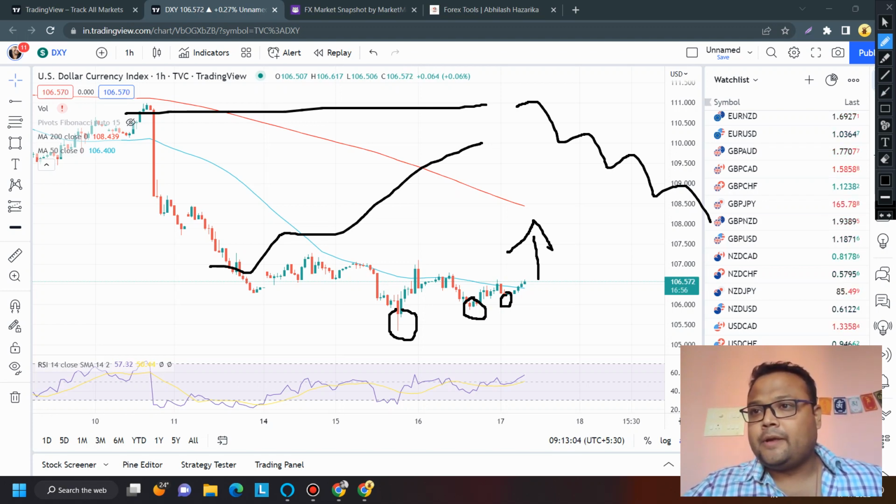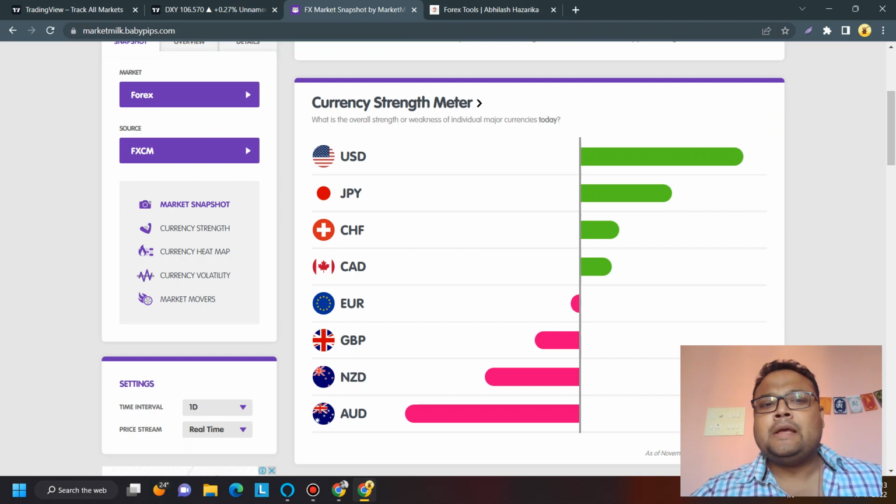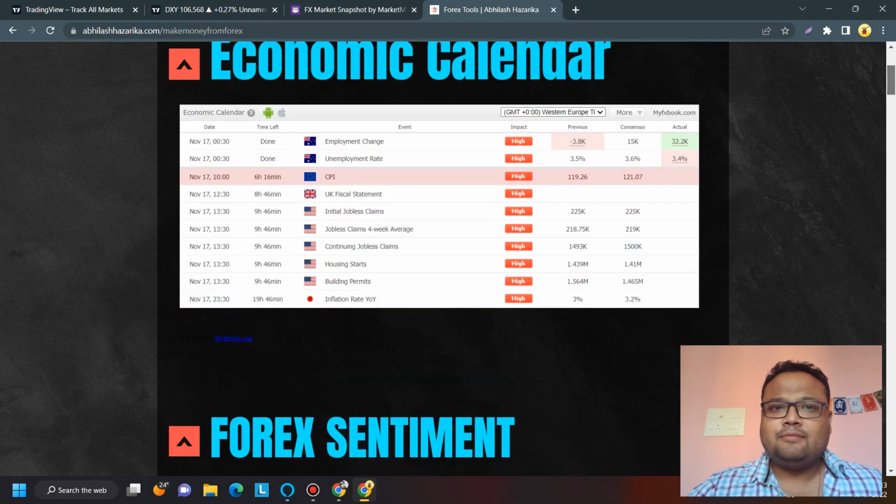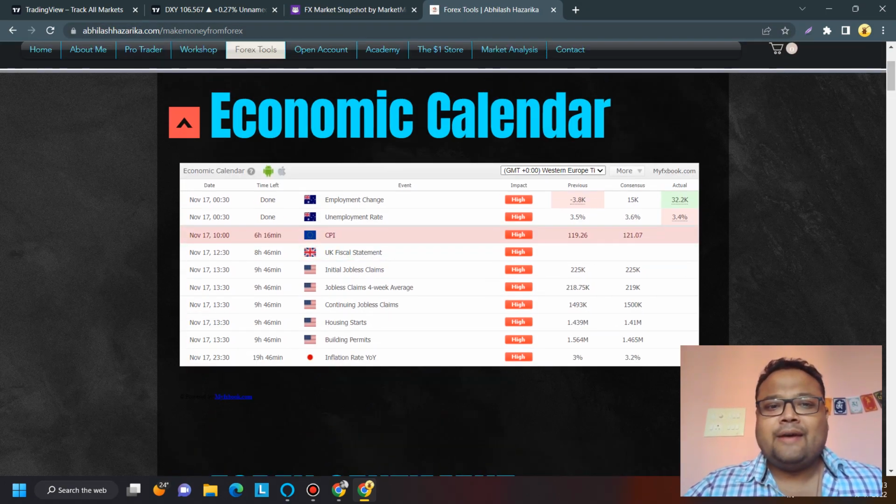And if you look at the currency strength meter, it is also telling us the same story. You can see USD is the strongest currency today. So if the strength continues, then yes, we will see the recovery on the chart of the US dollar currency index, DXY.